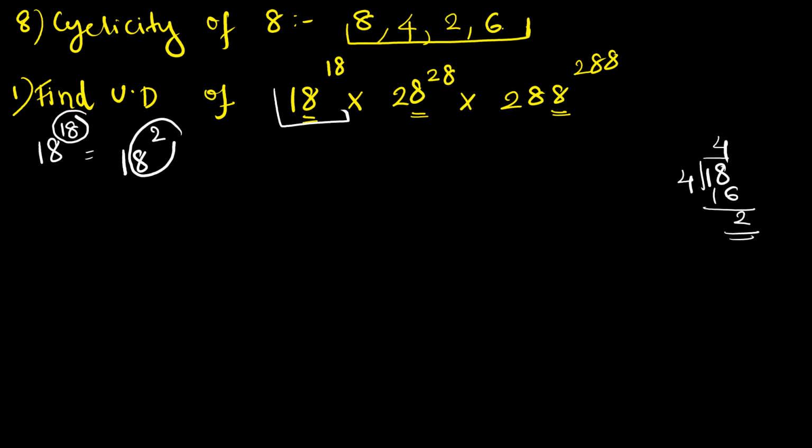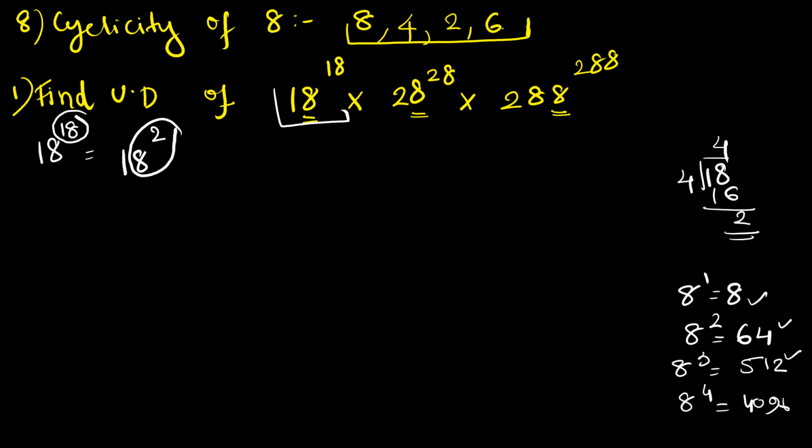Now what is 8 square? 8 raised to 1 is equal to 8. 8 square is 64. 8 cube is 512. 8 raised to 4 is 4096, that is, the units digits 8, 4, 2, 6. These numbers are repeated. So 8 square is the second one, that is 64, and the unit digit is equal to 4.